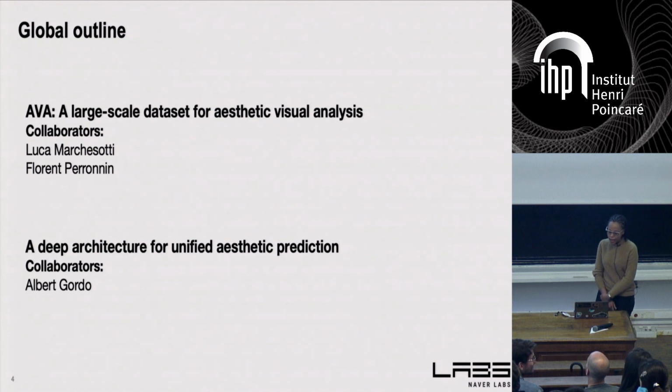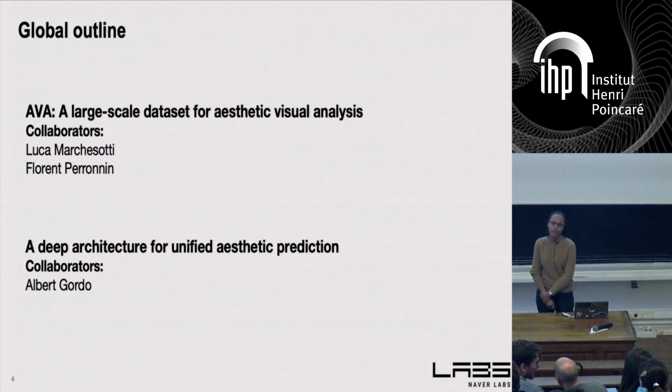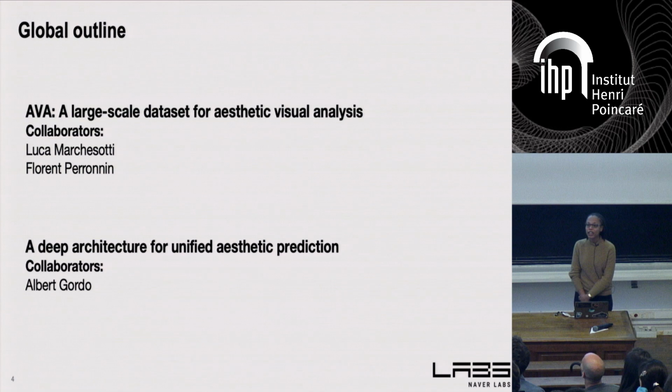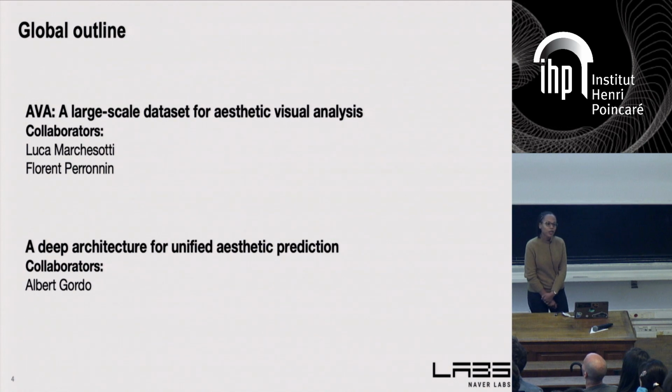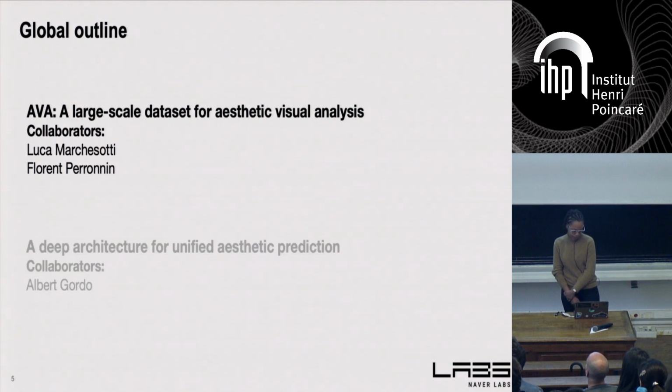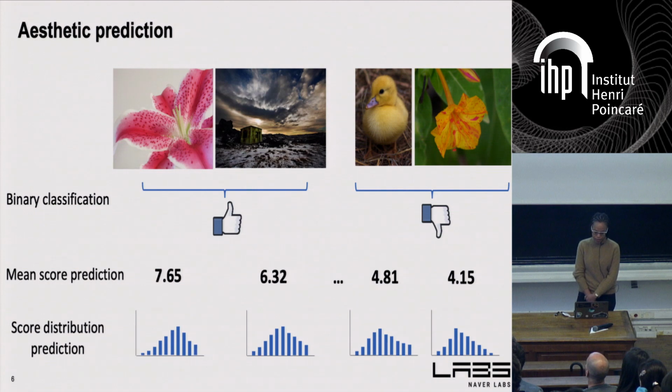For a global outline, I'm going to talk to you about these two aspects. The first is a data set that we collected for this task. So really starting from the beginning of any supervised machine learning task: how do you collect the data you need? Next, we'll describe how to use this data to train a model for unified aesthetic prediction, and I'll describe later on what I mean by unified. So starting with the first.